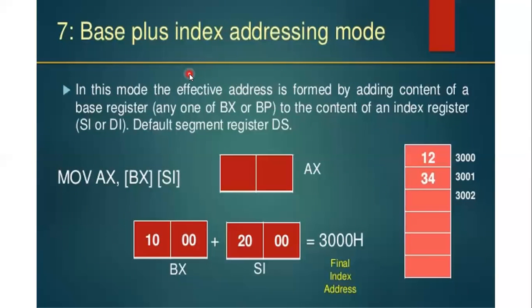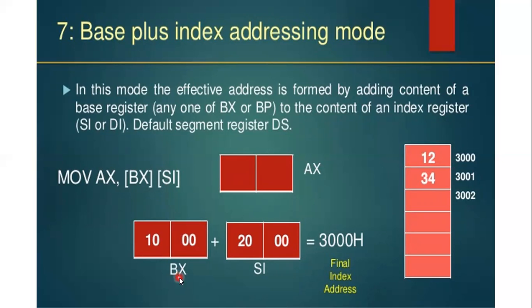Next one is base plus indexed addressing mode. In this mode, the effective address is formed by adding the content of the base register, that is BX or BP, to the content of an index register, source index or destination index. The default segment register is the data segment. So its syntax is MOV AX, [BX][SI].